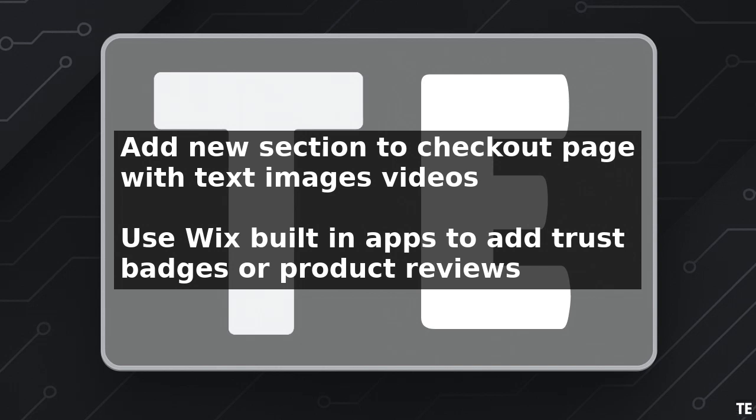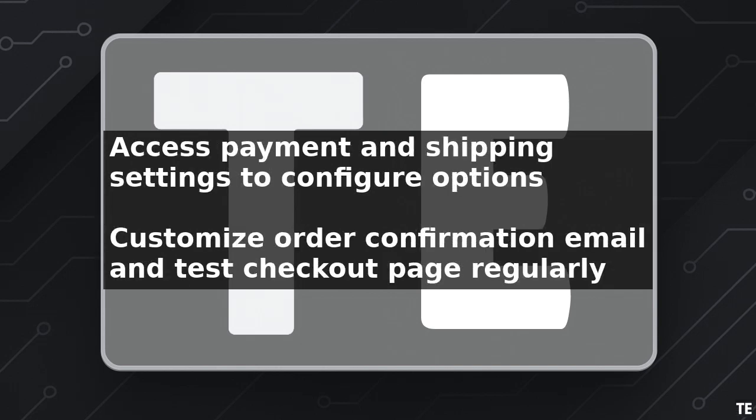In addition to customizing the design and layout of your checkout page, you can also edit the checkout process itself. This includes setting up payment and shipping options, configuring tax and discount rules, and customizing the order confirmation email. To access these settings, click on the Payment and Shipping tab on the Checkout settings page.